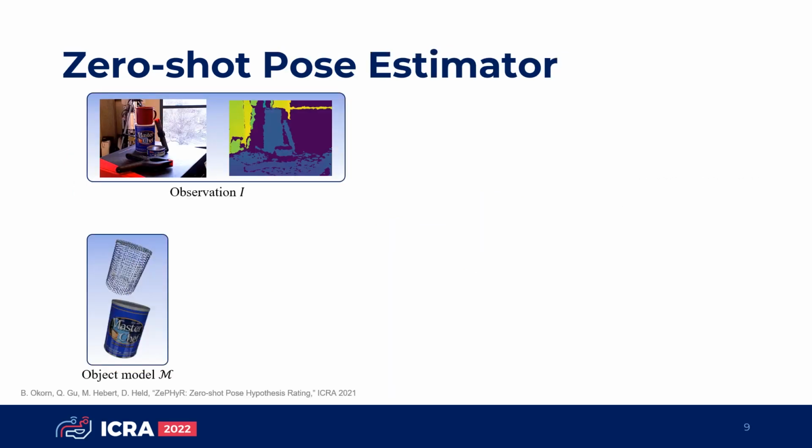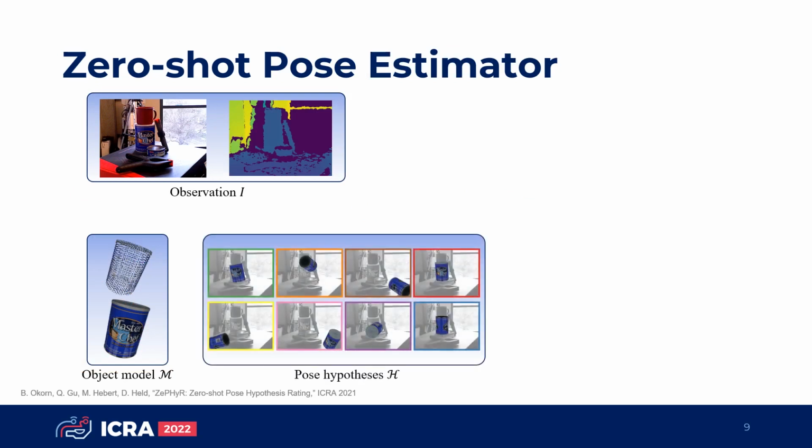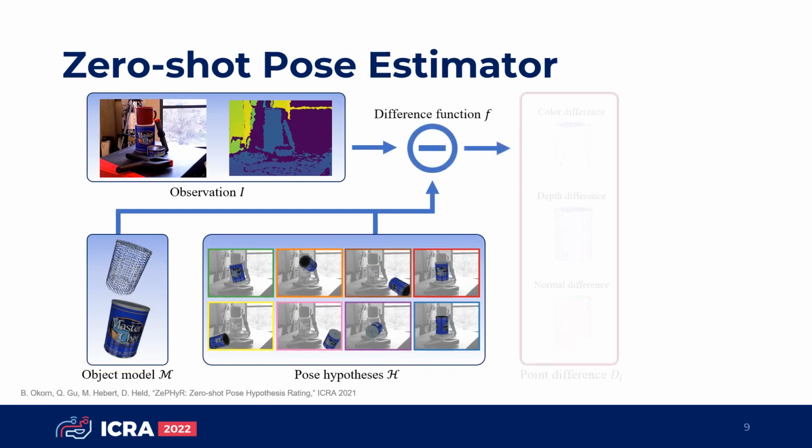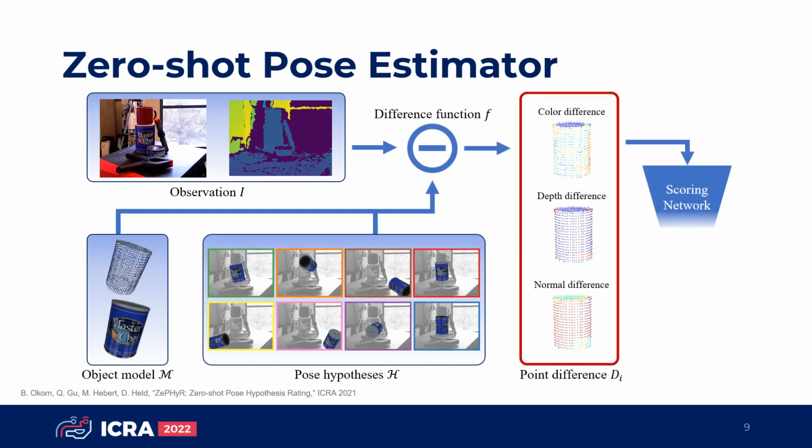For zero-shot pose estimation, we use our previous work, Zephyr. Zephyr takes a set of potential poses, compares point-wise differences for these pose hypotheses, and outputs scores for the fitness of each pose. It achieves state-of-the-art performance, yet it is not fast as it needs to search over a large pose space.